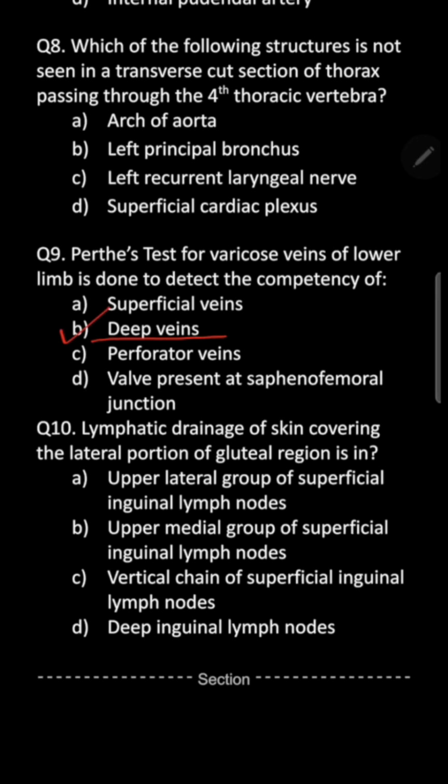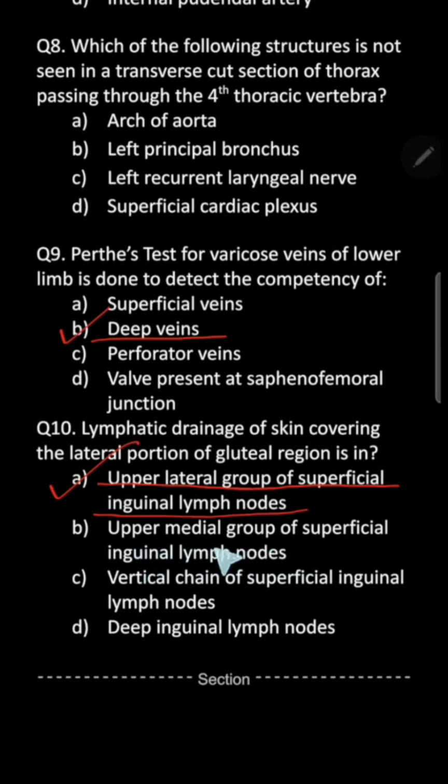Lymphatic drainage of skin covering the lateral portion of the gluteal region is in upper lateral group of superficial inguinal lymph nodes, upper medial group of superficial inguinal lymph nodes, vertical chain of the superficial inguinal lymph nodes, deep inguinal lymph nodes. So this question is actually about the inguinal lymph nodes. So remember that the upper lateral group of superficial inguinal lymph nodes drains the outer or the lateral portion of the gluteal region, the skin of the loins, the flanks also is drained here.